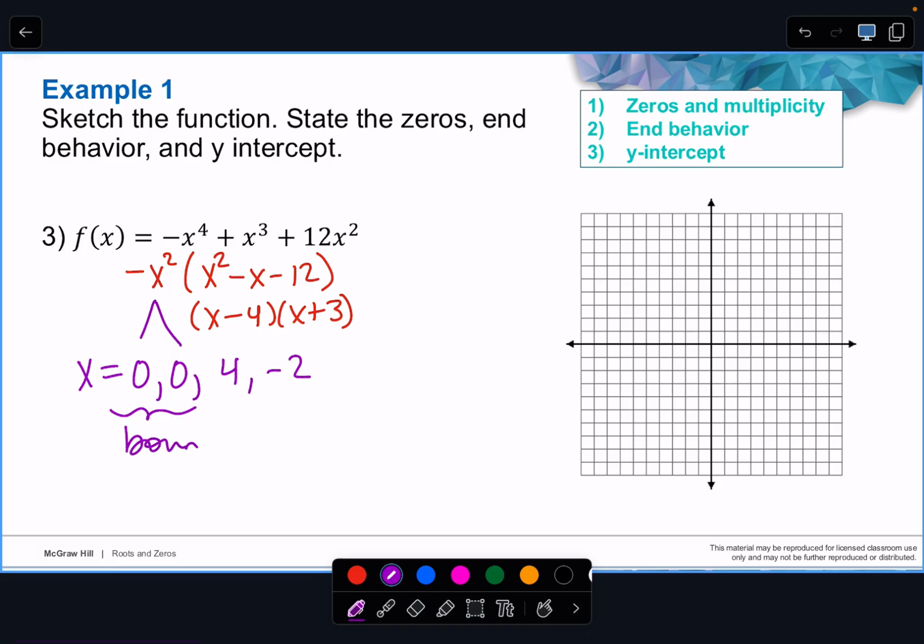I'm also reminding myself that that's going to be a bounce because there's 2 of the same answer. So I'm keeping that in the back of my mind for when I go to connect the dots, that I'm going to bounce off the 0 and not go straight through it. Anytime you have the answer there twice. Okay? Go ahead and put those on the x-axis.